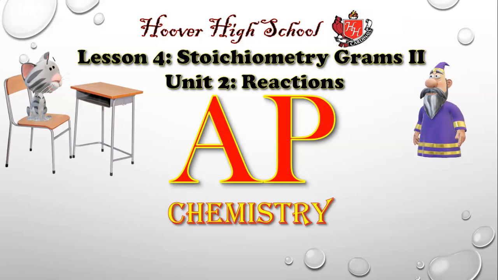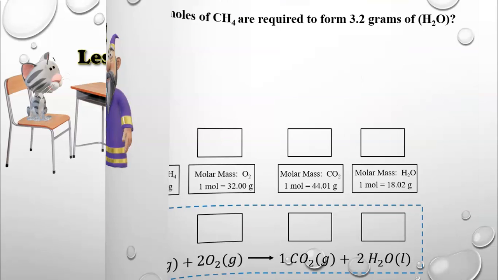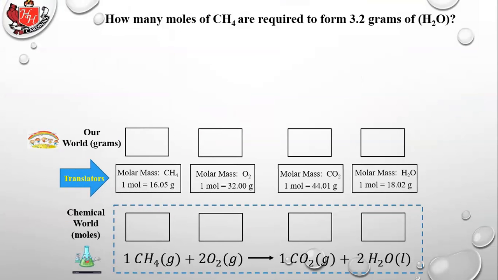AP Chemistry. This is Unit 2 Reactions, Lesson 4. We're going to do more in regard to stoichiometry grams. It's a continuation of Lesson 3. So this is a graphic organizer that kind of lays out what we're trying to accomplish here.